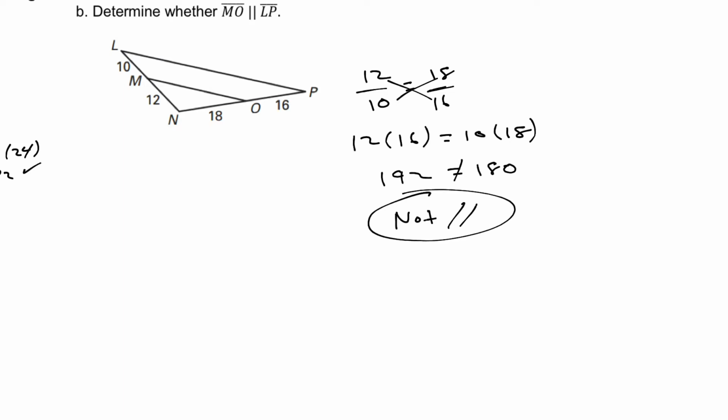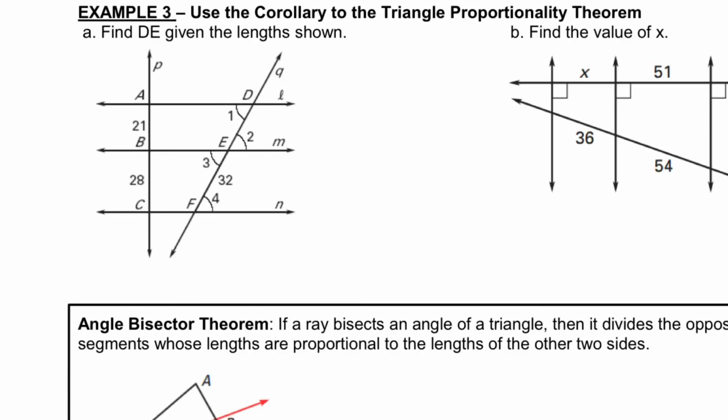Let's turn the page and go on to example 3. Example 3 uses the corollary to the triangle proportionality theorem. And there are some things that are given on this drawing that we have to look at. The first thing we should see is that we have some alternate interior angles here that are congruent. Those two angles are congruent. Also here, these two angles are congruent.